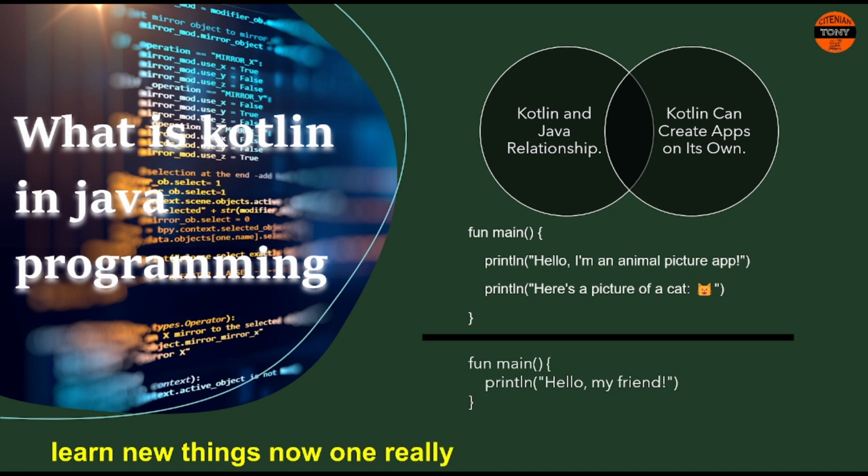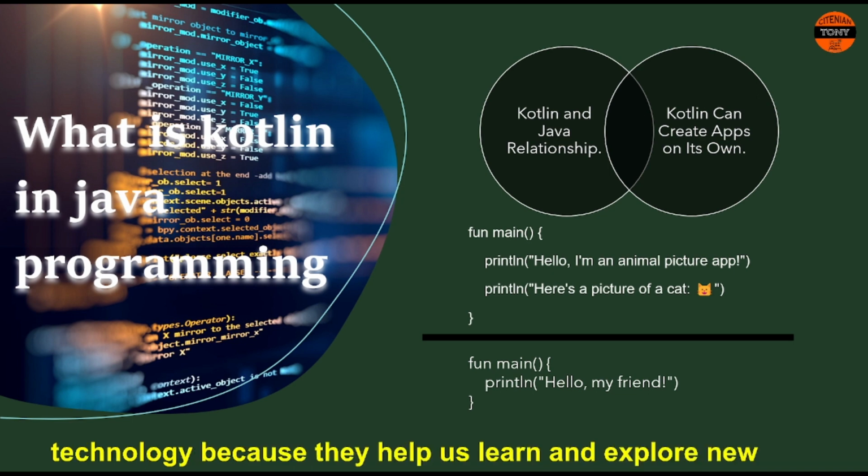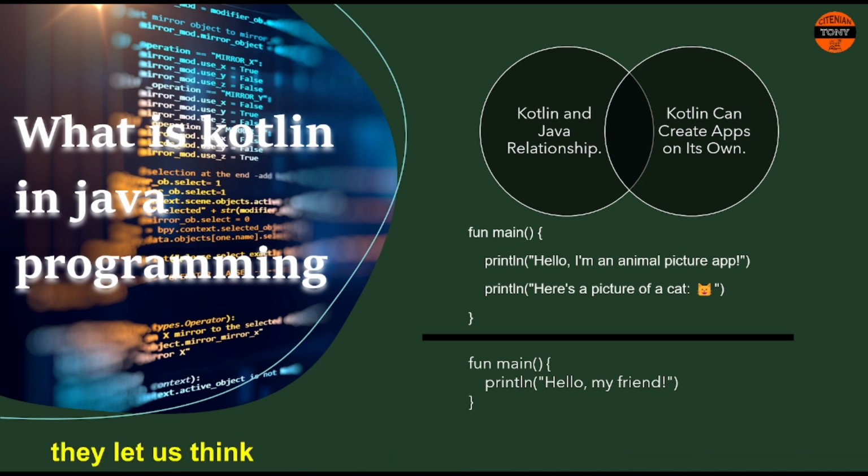Now, one really important part of IT is something called a micro project. A micro project is when people come up with fun and creative ideas to use technology to solve problems or make things better. It's like building tiny little inventions that can do big things. Micro projects are important in information technology because they help us learn and explore new ideas. They let us think like inventors and problem solvers.